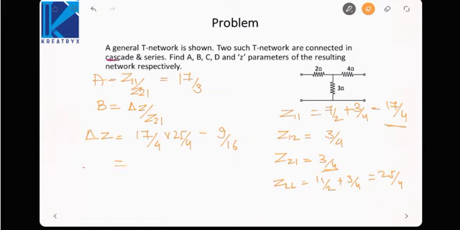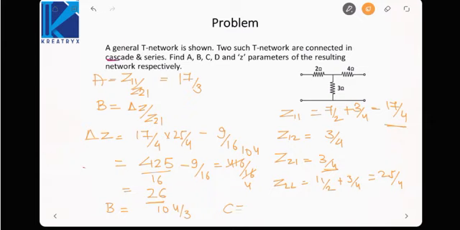So how much will it be? 25 into 17 is how much? It is 425 by 16 minus 9 by 16, that is 416 by 16. That is 26. So it will come out to be 26. Now, B will come out to be delta Z by Z21, 26 by 3 by 4, that is 26 into 4, it is 104 by 3.